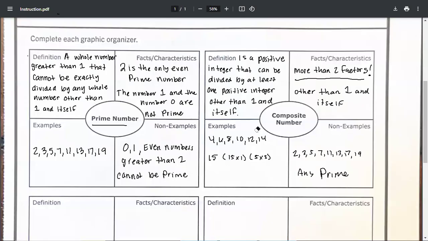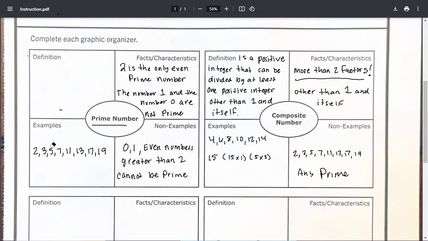All right, so go ahead and pause this screen. Make sure you have all that written down. I'm going to erase this so I can move on to the bottom part.